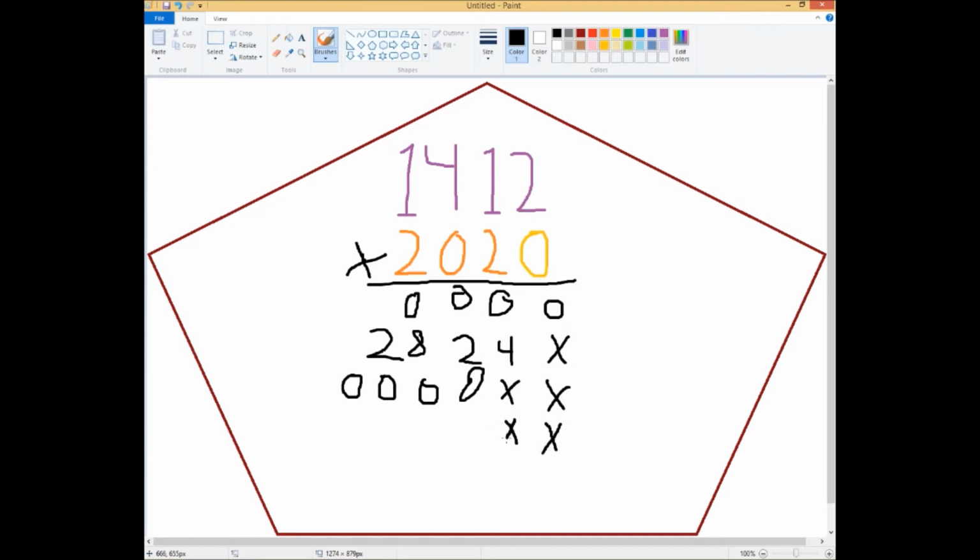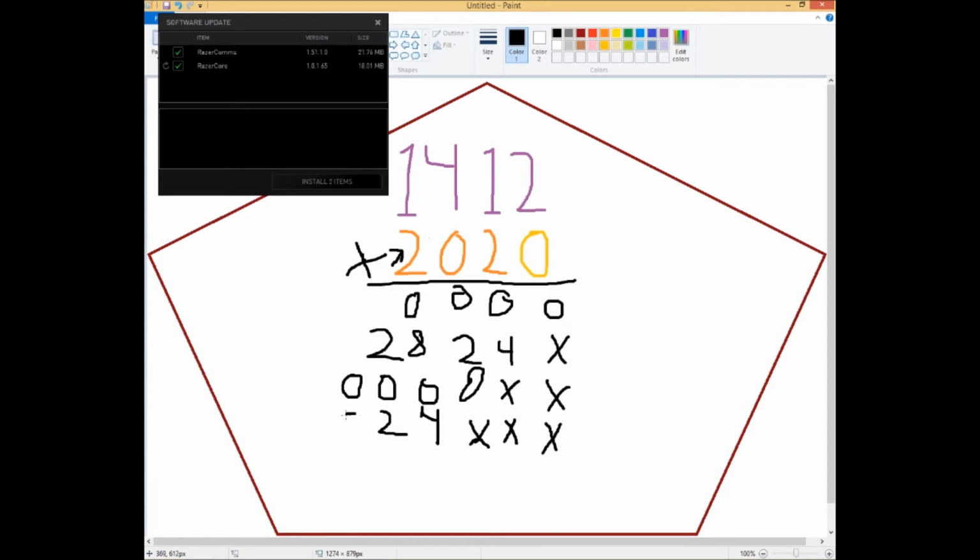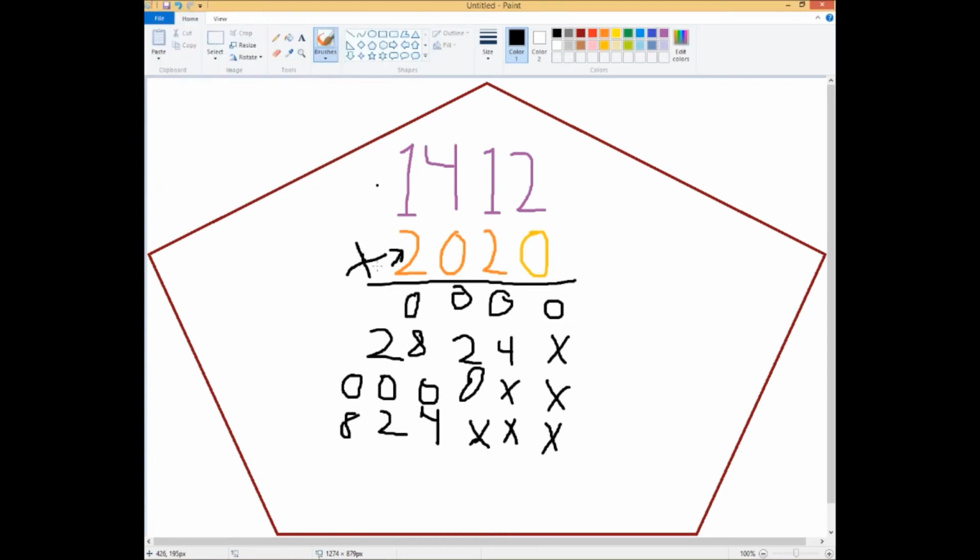I'm doing this a little fast. I'm pretty sure it's a little fast for y'all, because if I go really slow, then it's harder for me. So now we're on this 2 right here. 2 times 2 is 4. 2 times 1, 2. 2 times 4, 8. Sorry, another program just auto opened. And 2 times 1, 2.